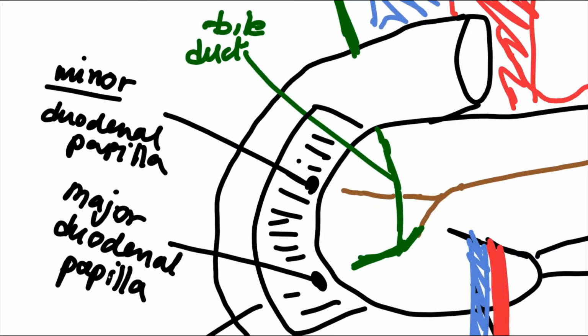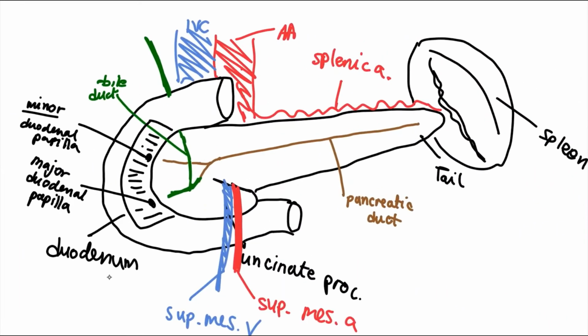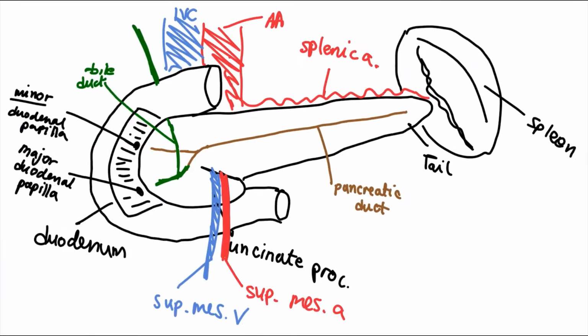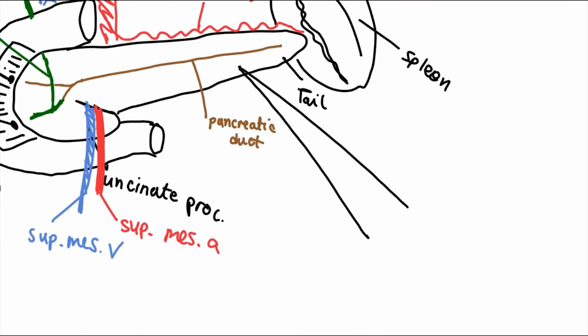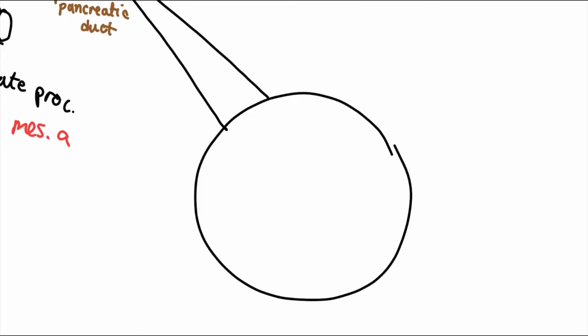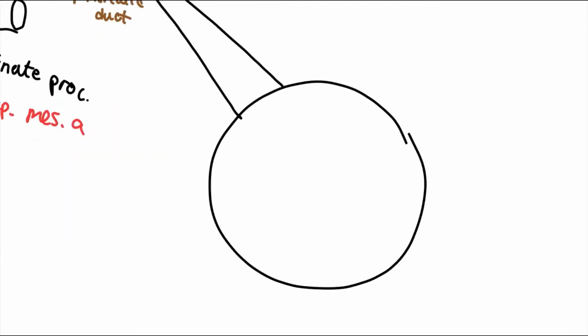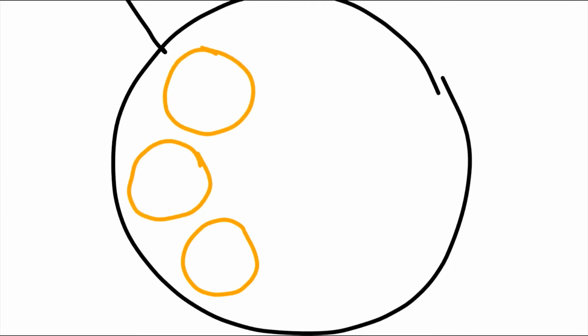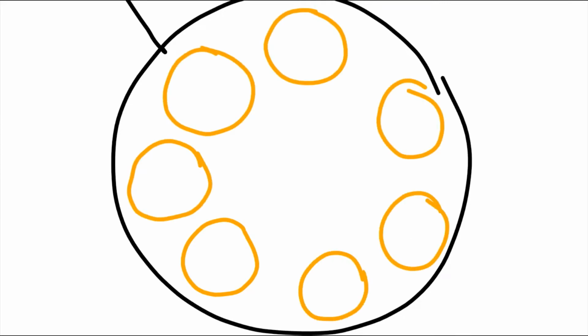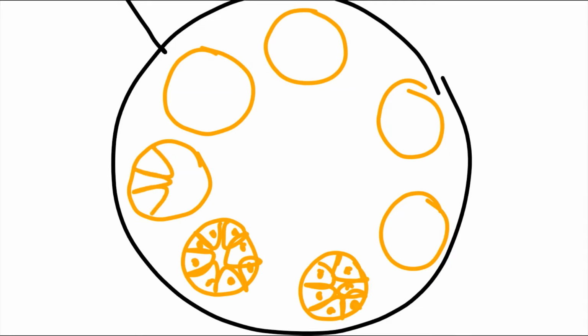So let's have a look at the microscopic anatomy of the pancreas. What is interesting about the pancreas is that it has both an exocrine part and an endocrine part. We'll have a look at the exocrine part for a second. Here I'm drawing you the serous acinar cells, which secrete and release digestive juices and enzymes, and that gives the pancreas its exocrine function.